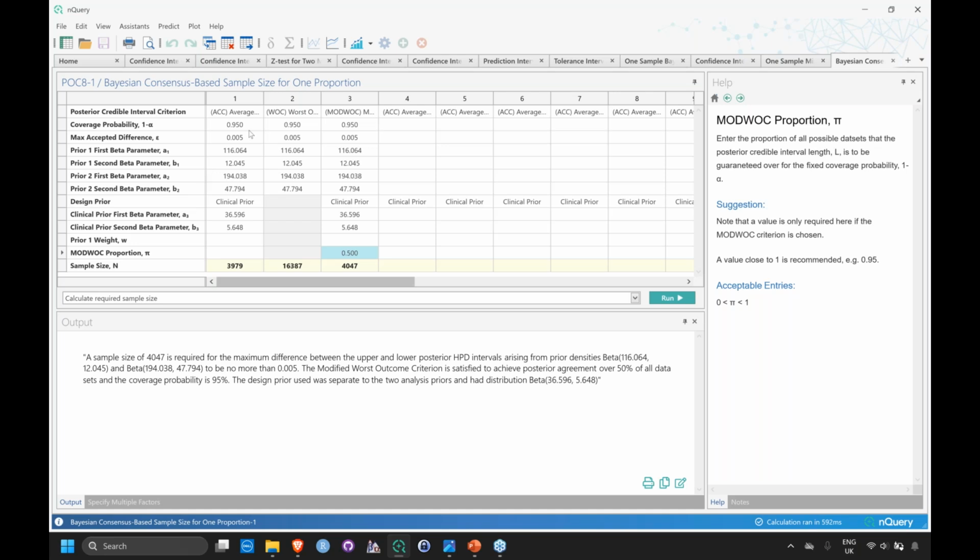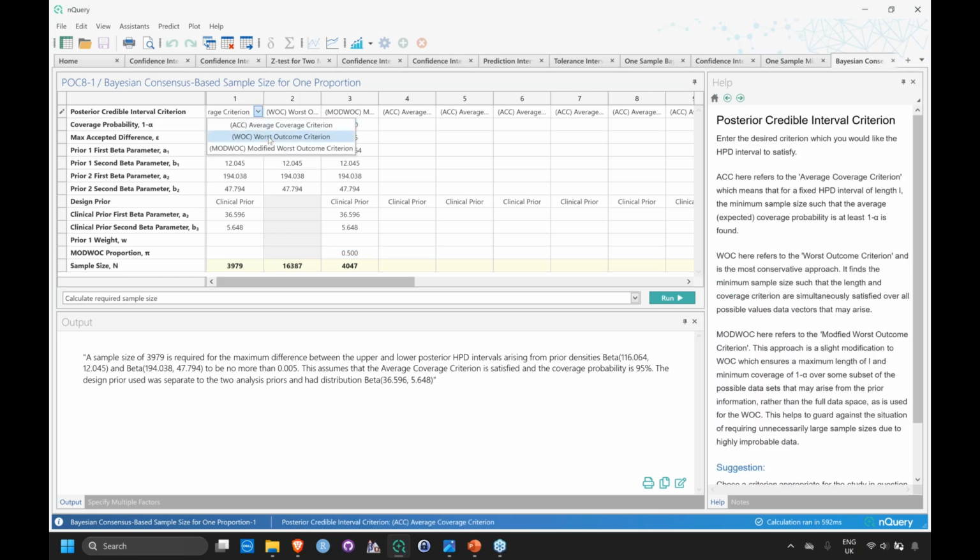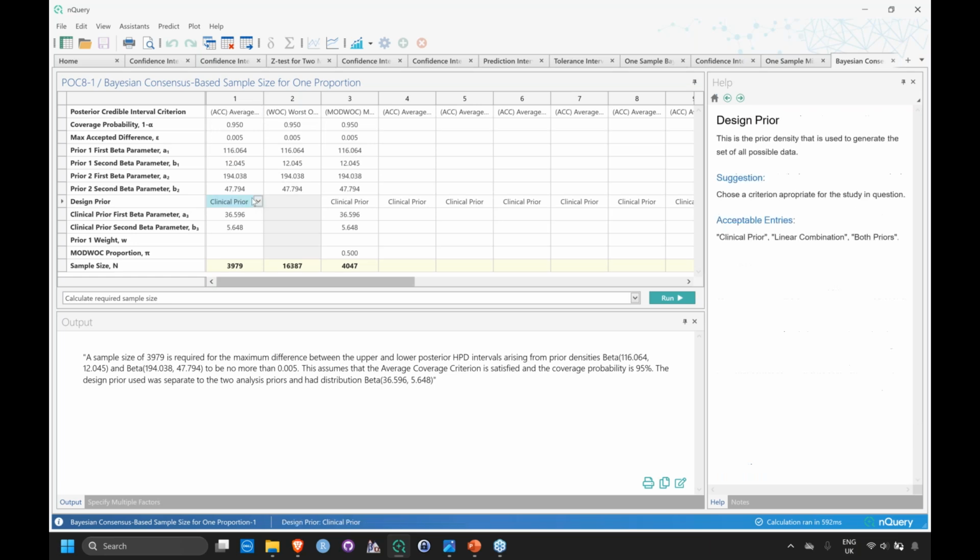So I don't have time to go into details, but I have just pre-filled an example here. So you have three criteria: average coverage, worst outcome, and a modified worst outcome. And then for two of the criteria, you need to specify what's called a design prior. And this is what will be used to derive the set of all possible data. So it can be a linear combination of the two priors above. You can specify a third prior to reflect an average opinion, which is called a clinical prior, or you can require that both priors will work.